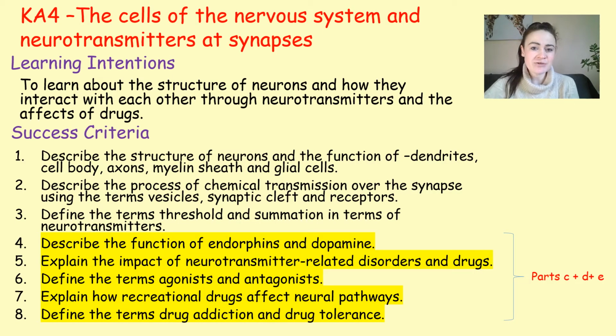So here's the success criteria for the whole Key Area 4. Last week we had looked at 1 to 3, which were parts A and B of the Key Area. This week we're going to be looking at 4, 5, 6, 7 and 8.